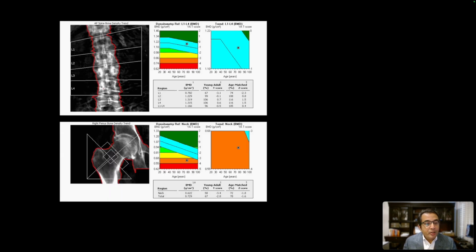Our first patient was suspected of having osteoporosis and underwent a DEXA scan. On this DEXA scan, we have an image of the lumbar spine with region of interest marked, bone mineral density measured, and a T-score annotated. And below that, we have an image of the right hip with the region of interest and the T-score.